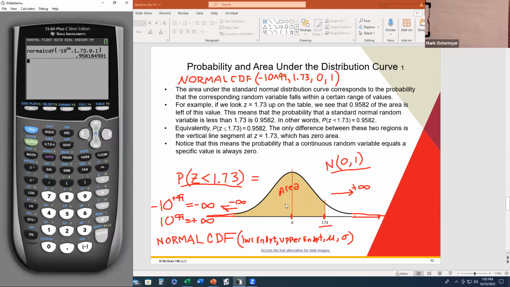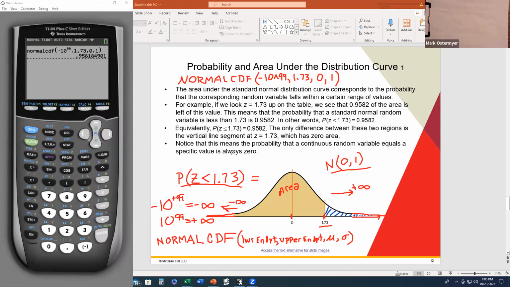So that's about 96% of the area has been accounted for, less than 1.73. So what percent of the area, ladies and gentlemen, is above 1.73 for the standard normal distribution curve? What percent of the area would be above? About 0.5. Yeah, about 0.5, maybe just a hair under 0.5. That would be the upper tail area, we call it. Upper tail area here.